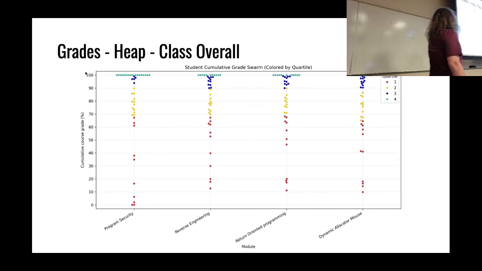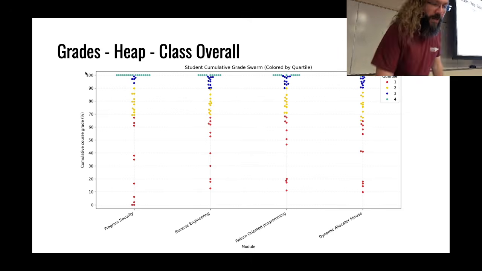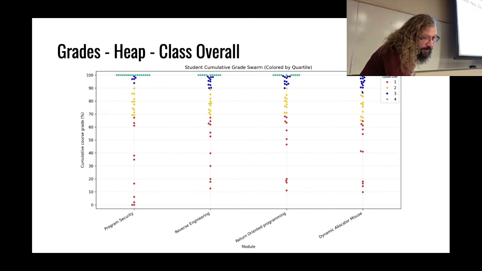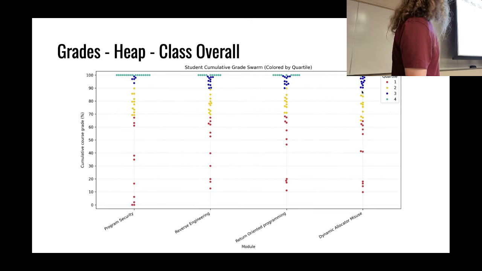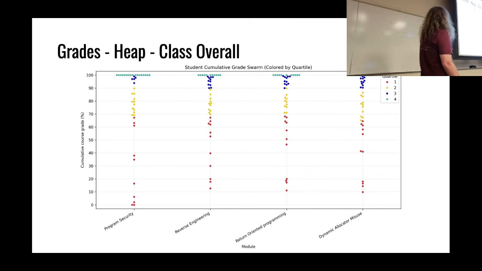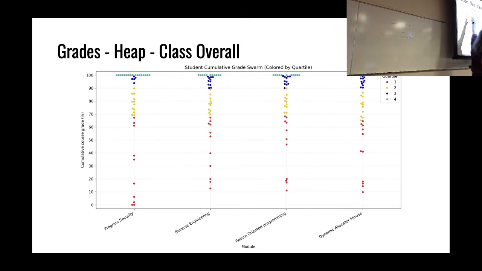Class overall, so this is everyone's rough class grade as of the completion of the first module, completion of the second module, completion of the third, completion of heap. So we do see now that roughly half the class is at about a 90, and I don't believe this includes extra credit, just for clarity. It does not. Okay. So we have the teal and the blue, and about 50% of the class is at 90 or above.